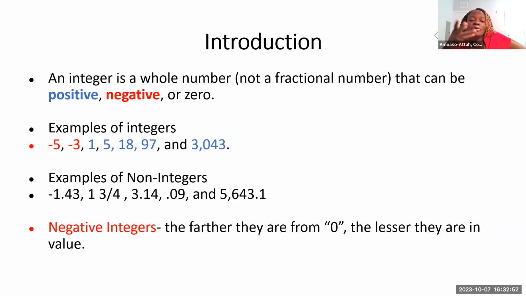Then we know positive numbers already. Now we know we have negative numbers. The further they are from the zero, the lesser they are in value. That is how to identify negative numbers and compare. We are going to make use of this when you get to comparing integers. So the further they are from the zero, the lesser they are in value. Good, that is our introduction.